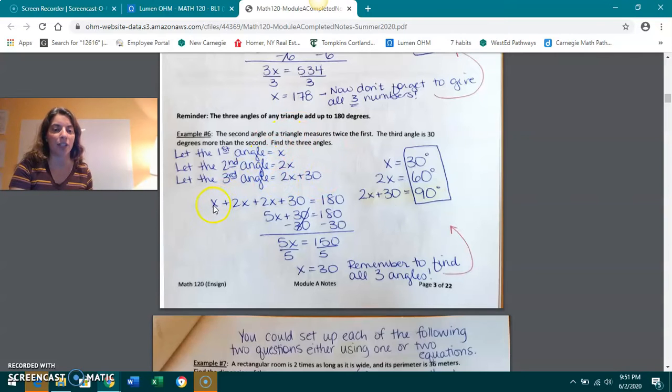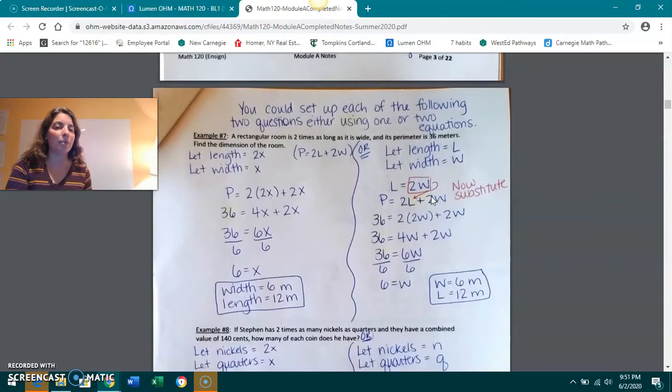Then I know that these 3 are going to add up to 180. From here, it's a simple linear equation to solve. Just remember that we're asked to find all 3 angles. So x is 30, so 30 degrees is the first angle. The second angle is twice that, 2 times 30 is 60. The third one is 2 times 30, which is 60, plus 30 is 90. Again, you want to double check it. You can check that they add up to 180.